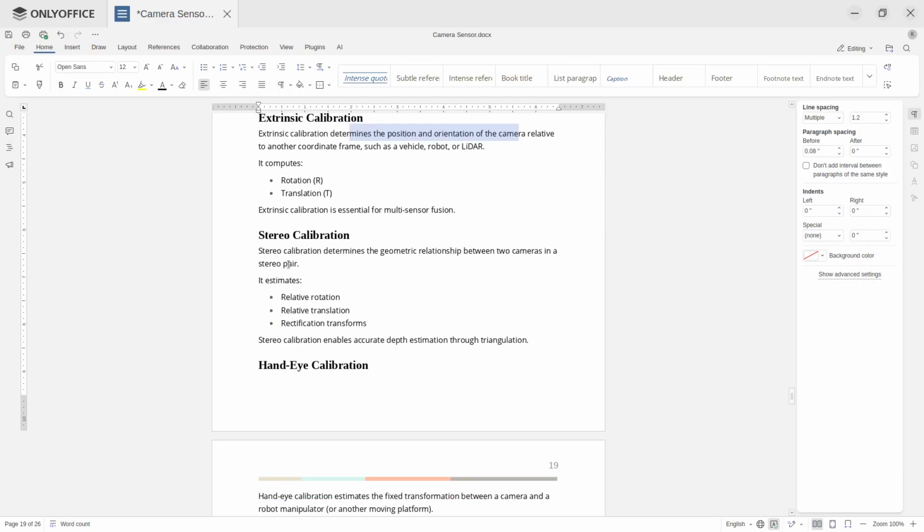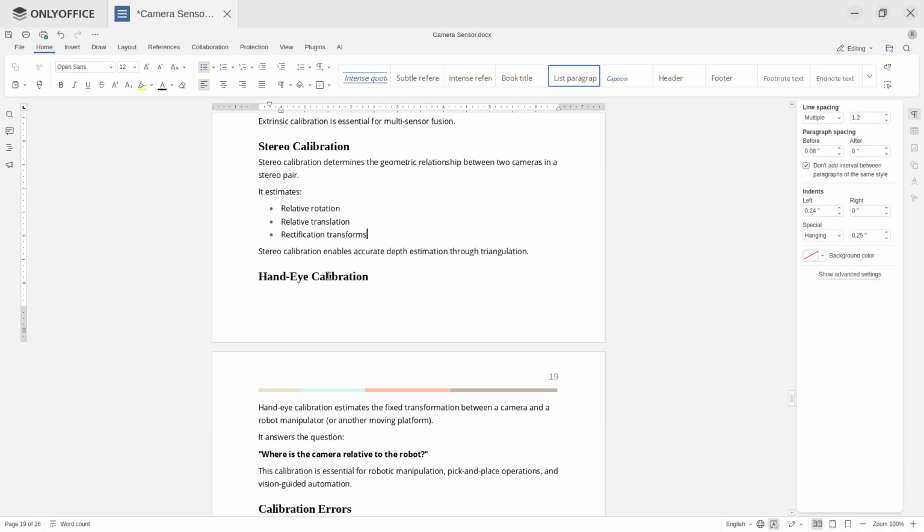Next, stereo calibration. Stereo calibration determines the geometric relationship between two cameras in a stereo pair. It estimates relative rotation, relative translation, and rectification transforms. Stereo calibration enables accurate depth estimation through triangulation.